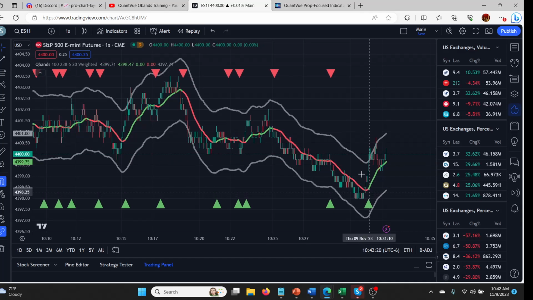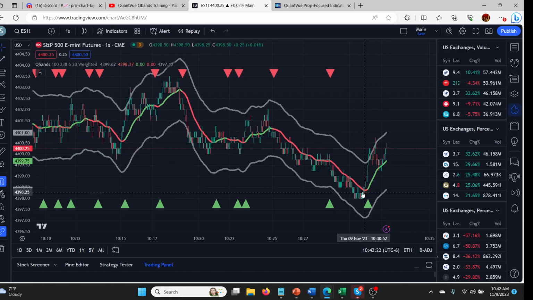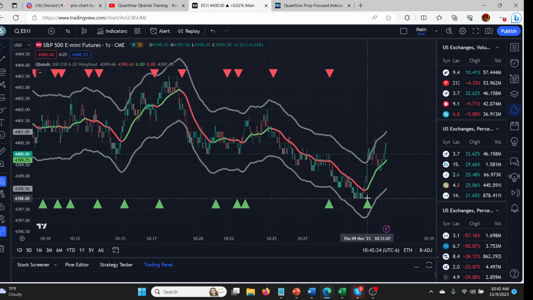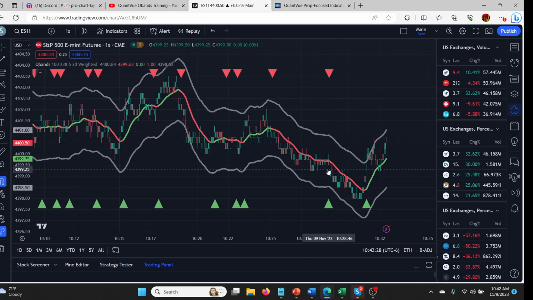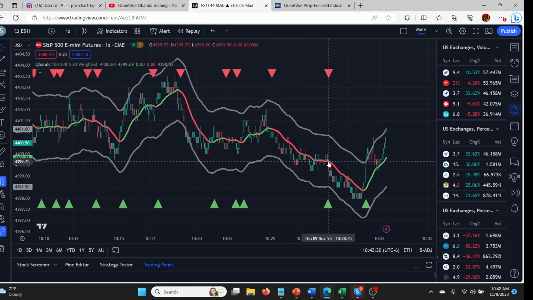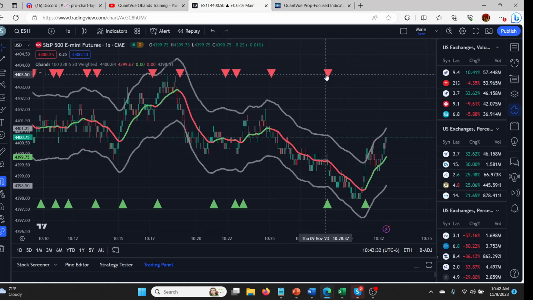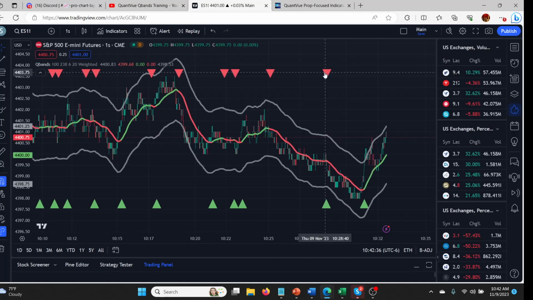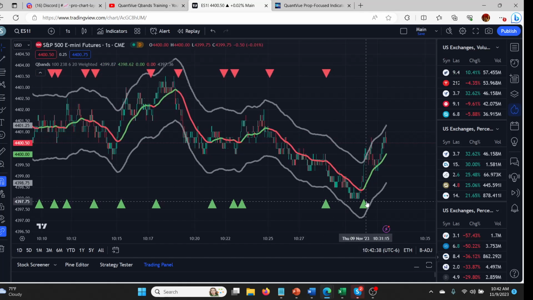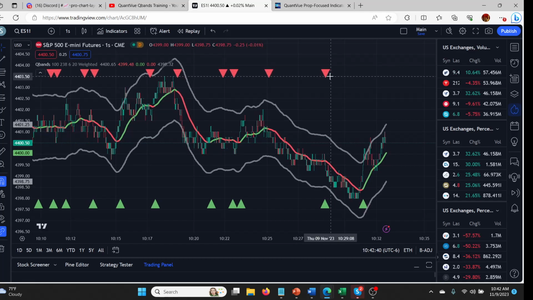So the arrows mark the inflection points where it goes from red to green. It'll be a green arrow. When it goes from green to red, you can barely see it here, it's so small, it'll be a red arrow. So you could take this as a buy sign, this is a sell sign.